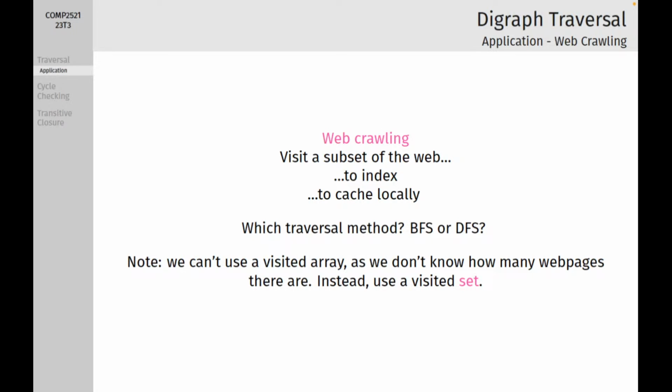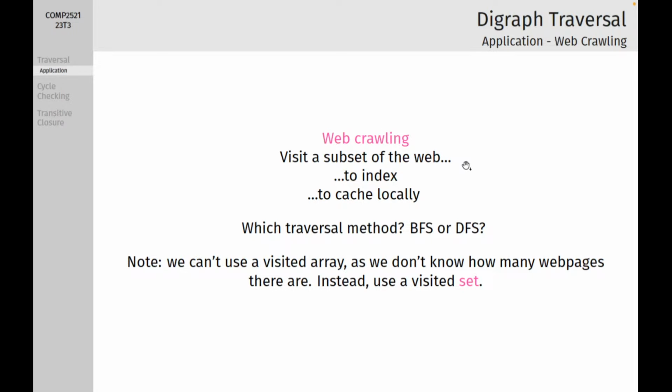Whereas BFS, since we're visiting all the pages that are closer to our starting website first, we're much more likely to get websites that are related to UNSW, right? So BFS is more likely what we want to use, because we want to visit pages that are closely related to the pages that we started at.